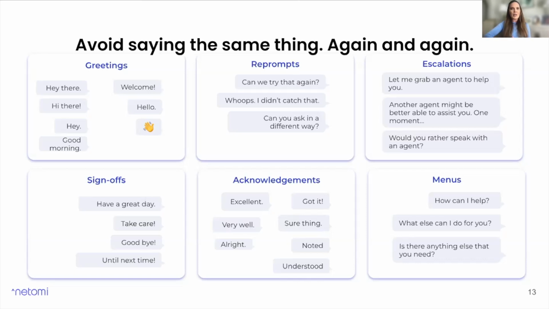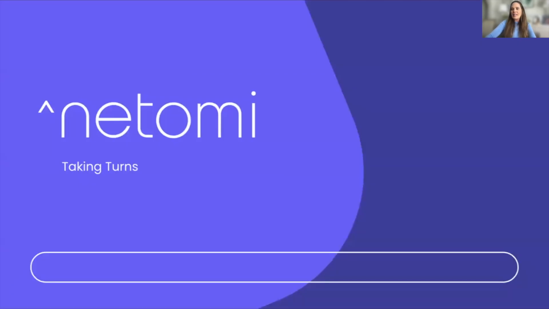If someone says, what can you do? What are the topics you can help me with? We want to make sure that we have variation so it feels natural. Now I'm going to get into taking turns.